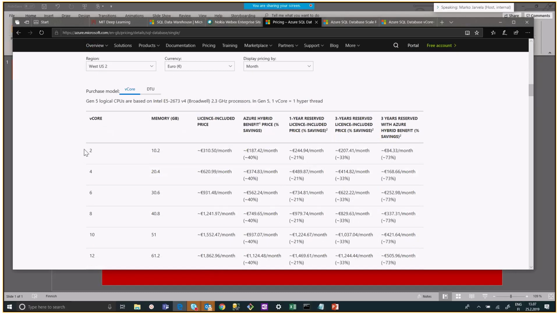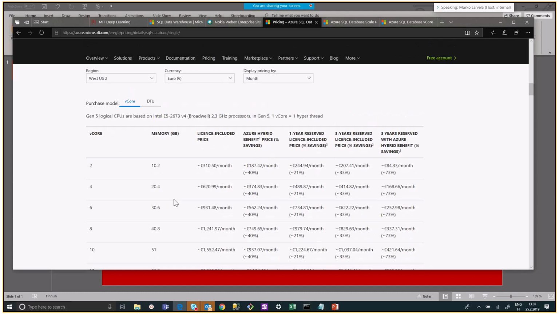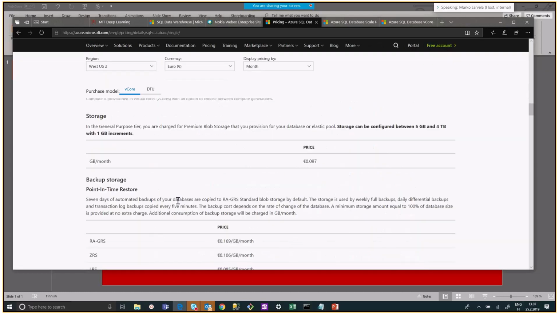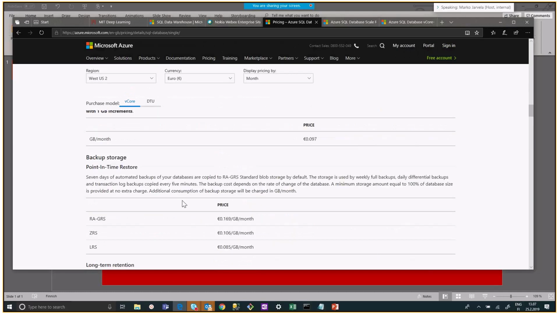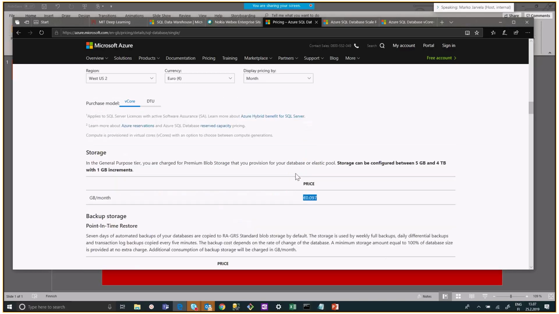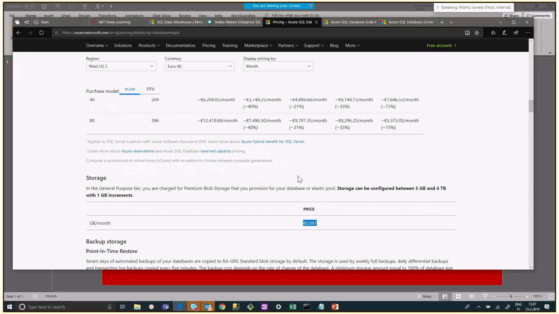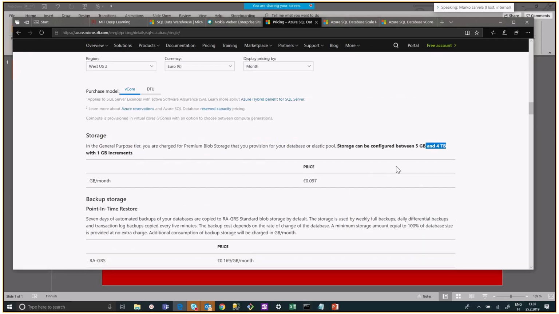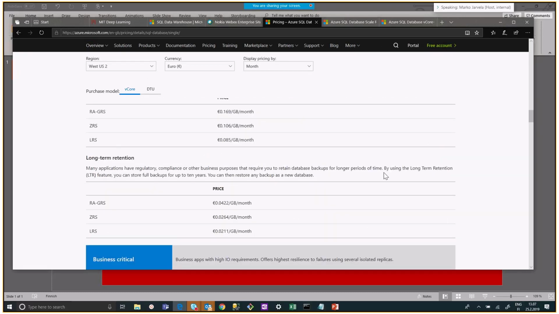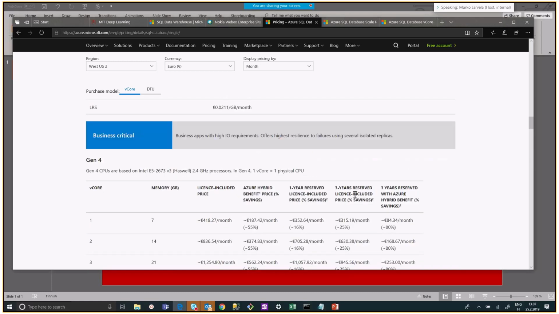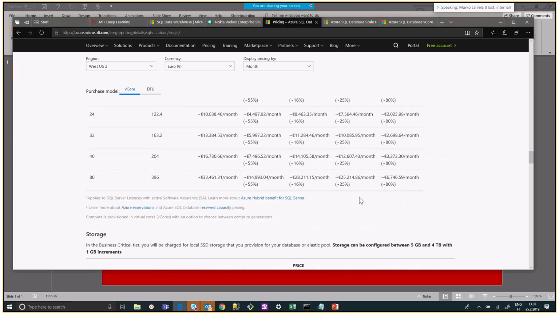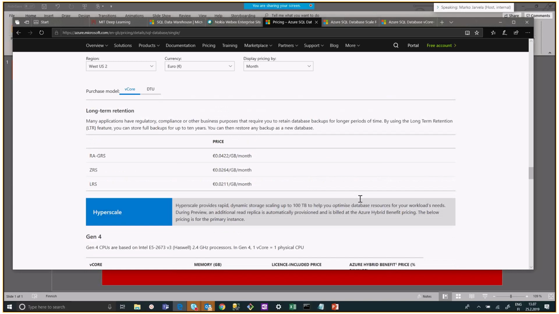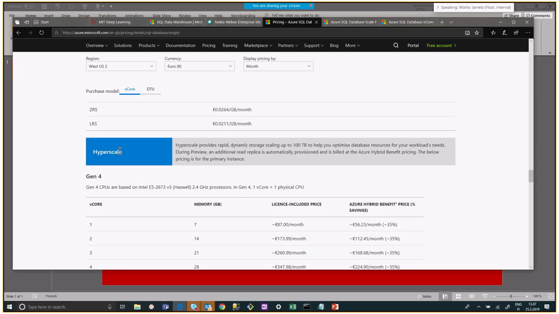So you pay for the performance and you separately pay for the storage, but still there is a limit of 4 terabyte in the size, and now to overcome that constraint, Microsoft is introducing the Hyperscale offering.